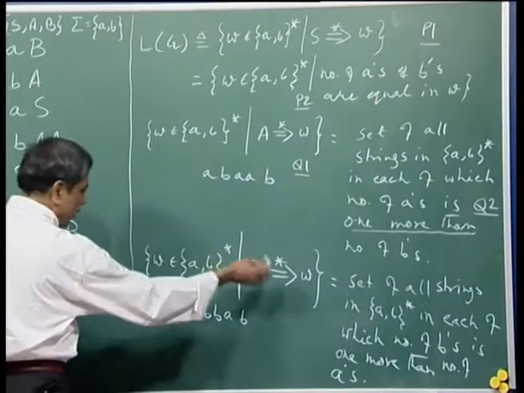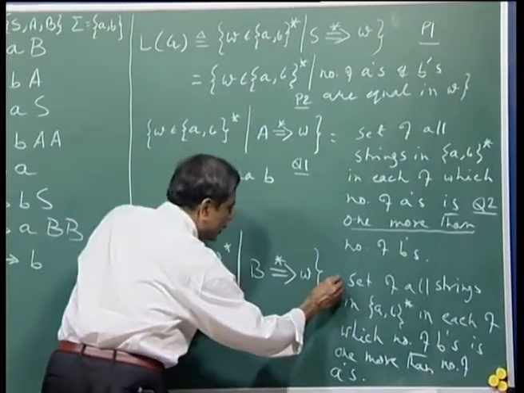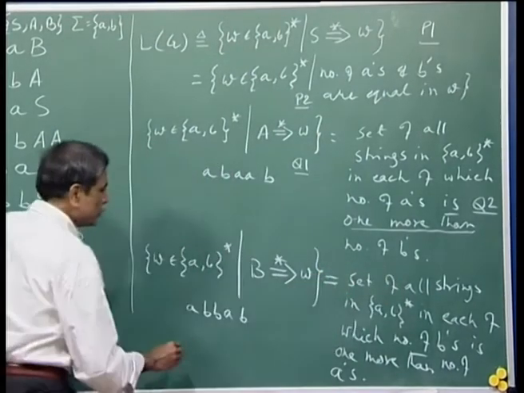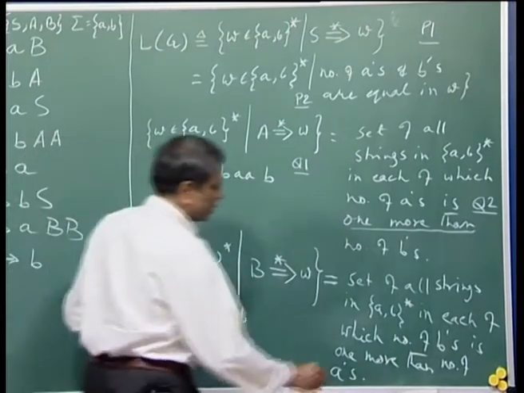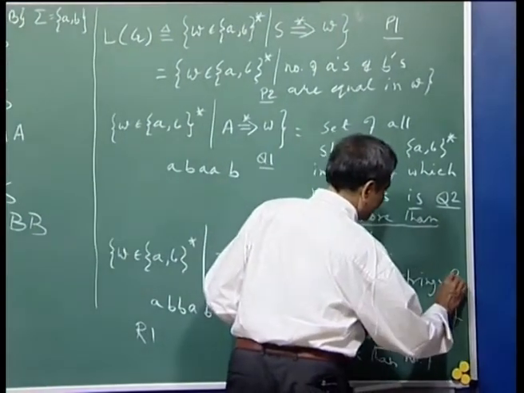And let me say the left hand side of this equality, this is also an equality between two sets, this is R1, and the right hand side, let me just call it R2 for the time being.